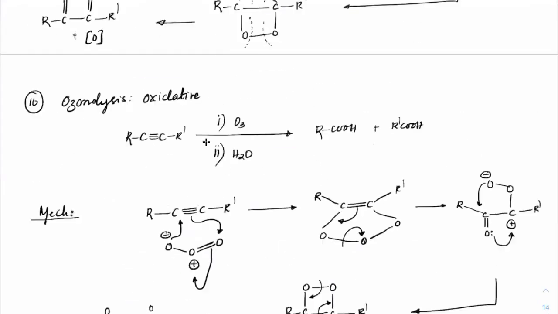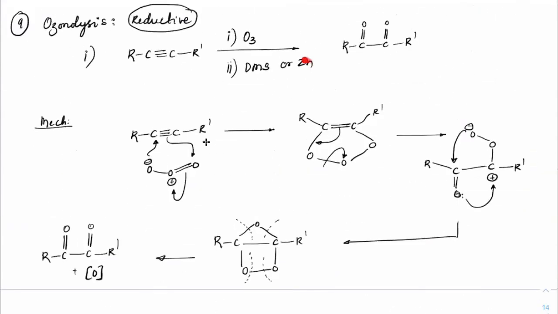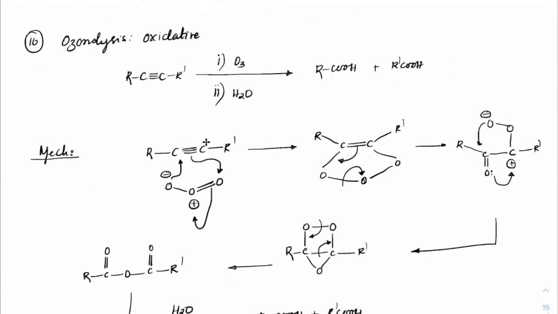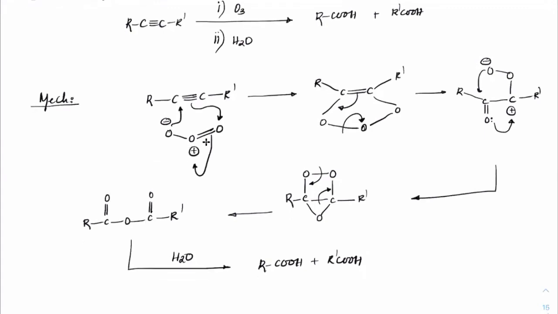Got it? But if any reducing agent is present like zinc or DMS, they will immediately take away this nascent oxygen and end up as aldehydes or ketones. That is a major difference between oxidative and reductive ozonolysis. No, bond breaking is evident.